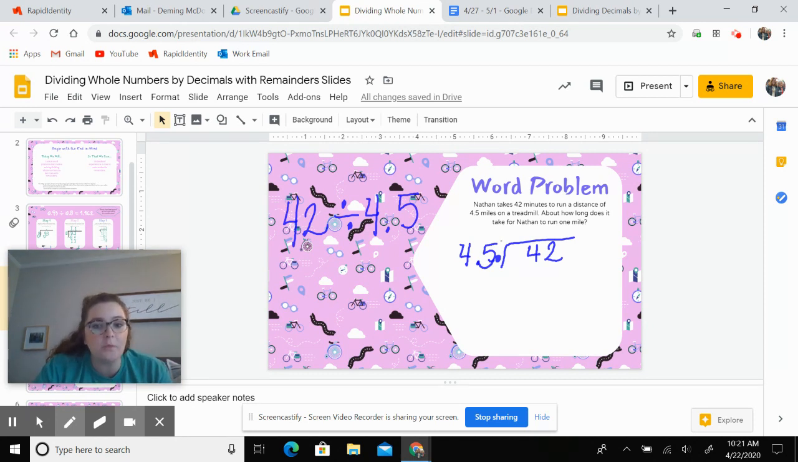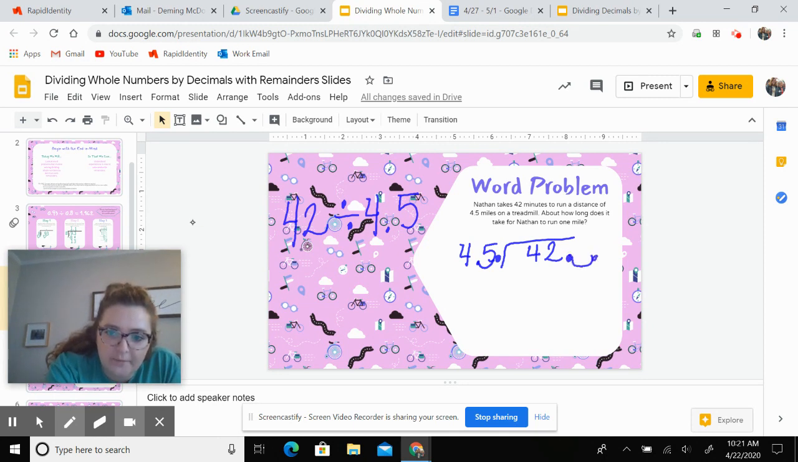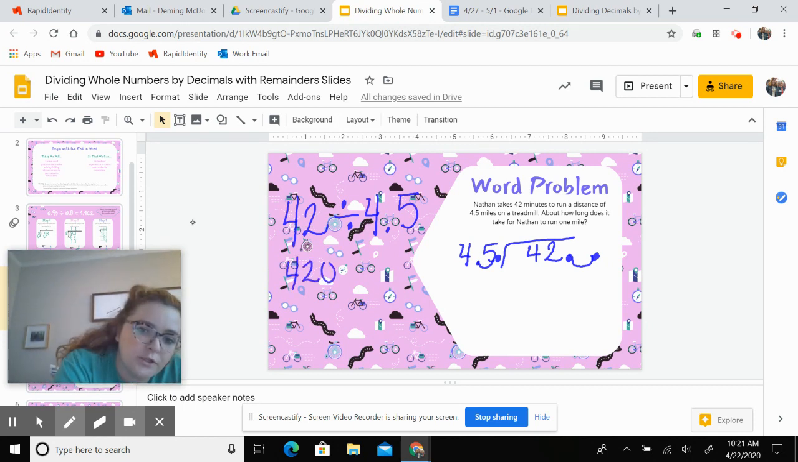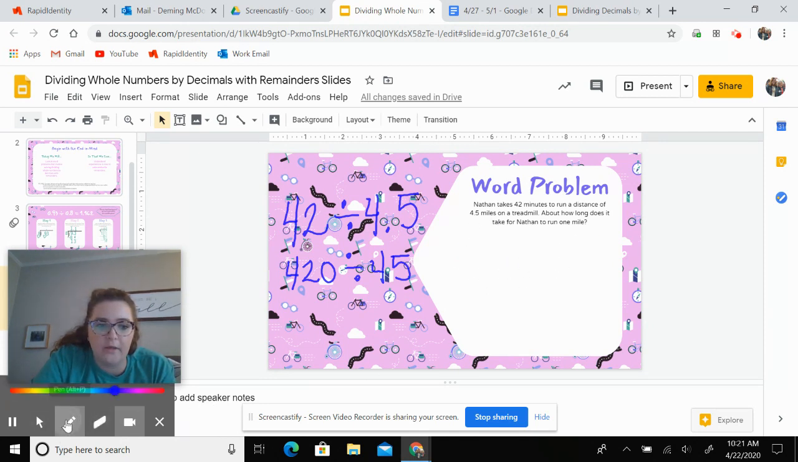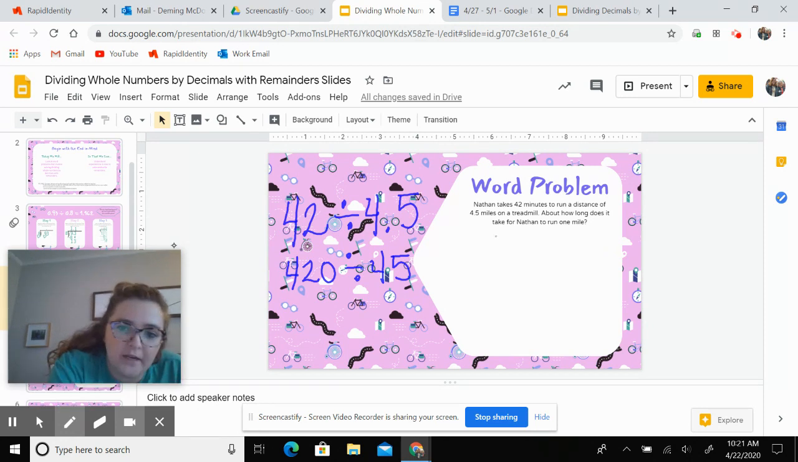But because I multiplied that by 10, I have to multiply this by 10, or shift my decimal over. So my new equation is actually going to be 420 divided by 45. I'm going to rewrite this here for you in standard algorithm, because my space is kind of limited.